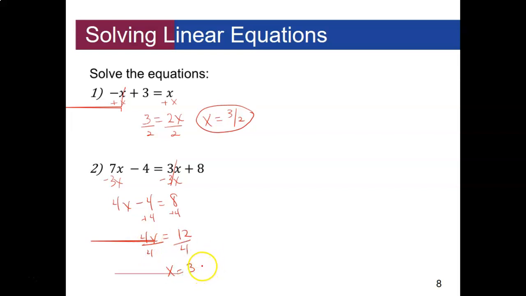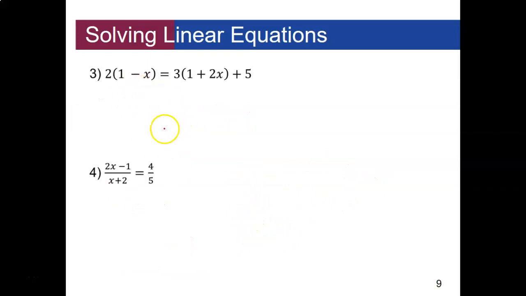One thing that I didn't mention on this first one is you can always take these and plug them back in and it should work. So 7 times 3 minus 4 is going to equal 3 times 3 plus 8. Because this would be 21 minus 4, which gives us 17. And this one's going to be 9 plus 8, which is also 17. So you should be able to plug your answer back in and check it.